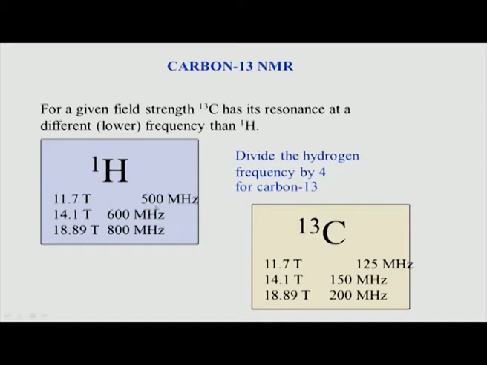So, if hydrogen is 500 megahertz, you have to divide it by 4, then it will become 125 megahertz for the same magnetic field. This is constant because we are looking at a given magnetic field, but the operating frequency of hydrogen is this much and for carbon is this much. At 600 megahertz, proportionately it goes down by a factor of 4. At 800 megahertz, again a factor of 4. So, everywhere, if you are working at x frequency for hydrogen, x by 4 is the frequency for carbon 13 at the same magnetic field.